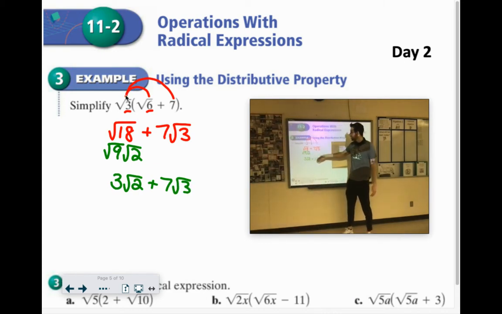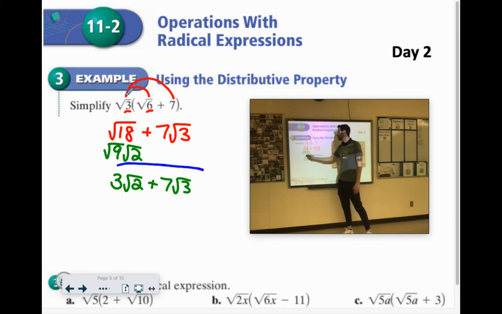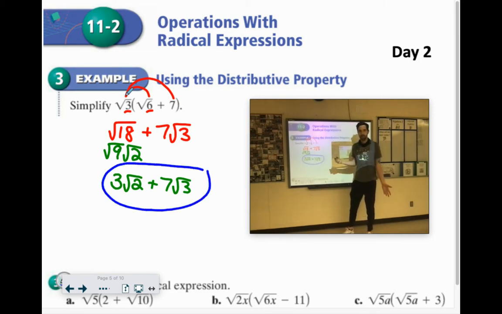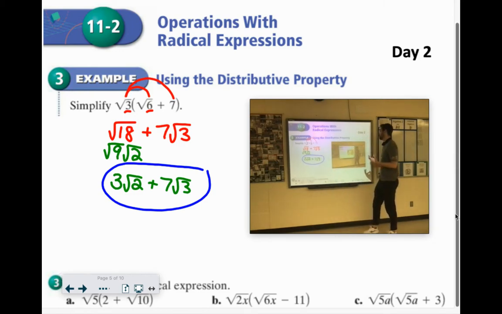They have different numbers in the radical. So I know I see a 3 over there, but we're concerned about the numbers in the radical. We have a root 2 and a root 3. We can't combine those anymore, so that would be our final answer. I know it seems odd probably at first, but we'll be all right.